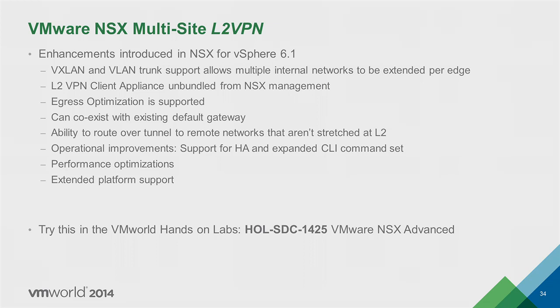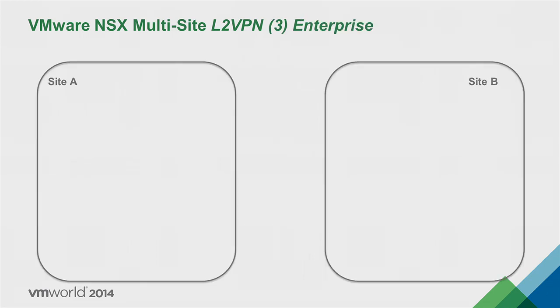We optionally support egress optimization using layer 2 filtering of the remote gateway. And we can also coexist with an existing gateway device. Basically, the L2 VPN can operate in a layer 2 only mode, meaning a less disruptive deployment model. We have some performance optimizations that help enterprise use cases where we could run with null encryption, for example, as well. And you can try the L2 VPN enhancements in the VMworld hands-on labs.